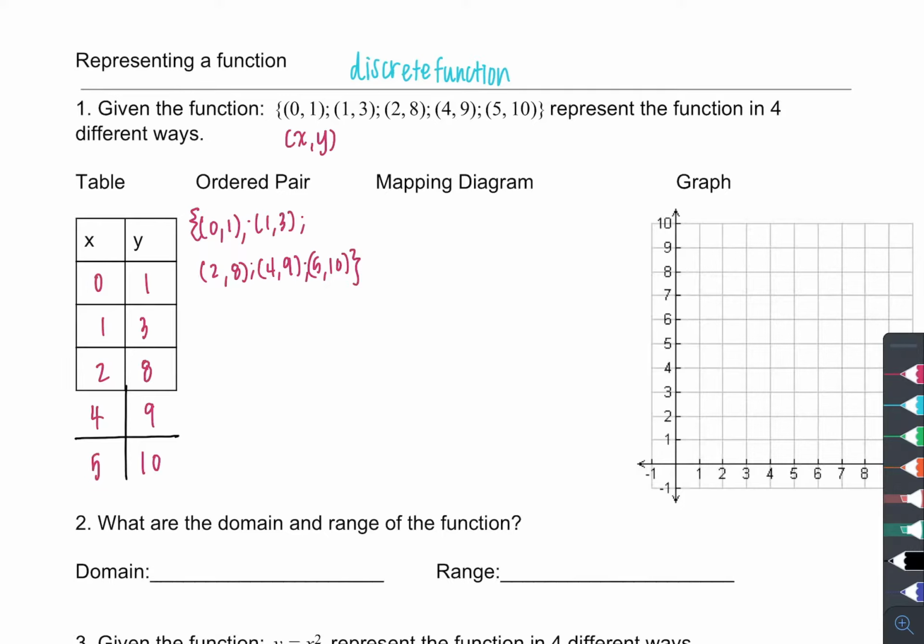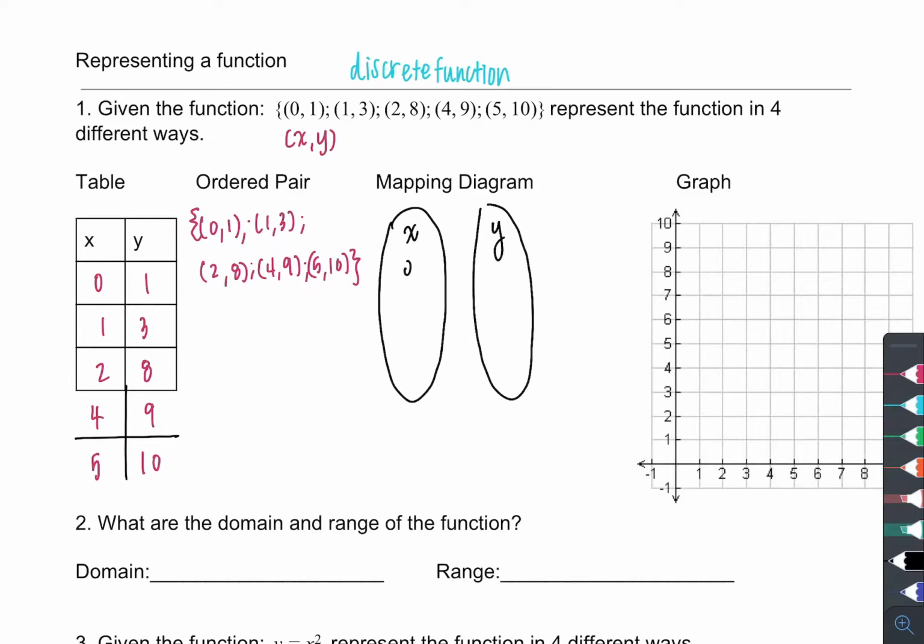All right, here we have a mapping diagram. Usually our mapping diagrams have our domain and range, or x and y values, in them, and we don't want to repeat any values. So we've got 0, 1, 2, 4, 5, no repeats, 1, 3, 8, 9, 10, no repeats. So 0 goes to the 1, 1 goes to the 3, 2 goes to the 8, 4 goes to the 9, and 5 goes to the 10.